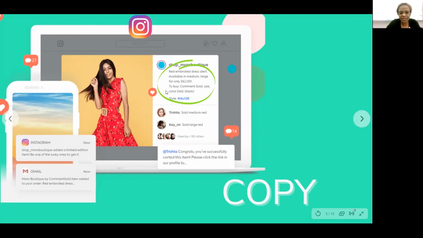And you see in the copy, they have what is called a call to action. A call to action is something you put in your copy that tells the reader what they need to do. So you are putting that if they want to buy it, they need to comment on this picture, sold, and then they need to put the size that they want and the color that they want. So sometimes the call to action calls for you to comment on something. Sometimes it calls for you to share something. Sometimes it calls for you to just get up and go do something.